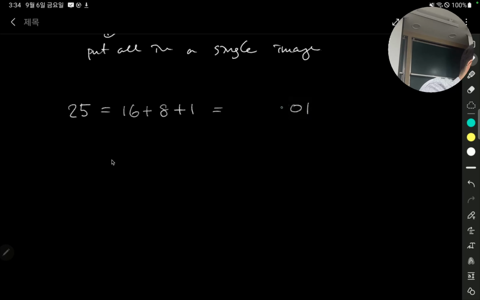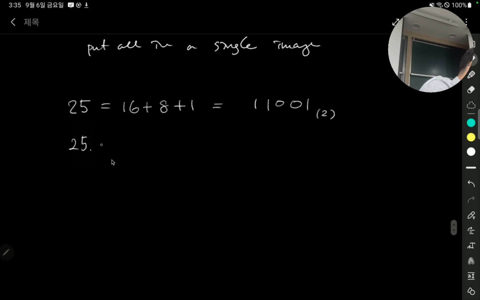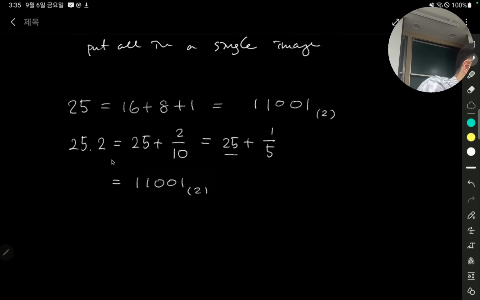So the digits are 1, 1, 0, 0, 1, with place values 1, 2, 4, 8, 16. So this is the binary representation of 25. Now, same thing for decimal points. If you want to represent 25.2, that is 25 plus 2 over 10, which is 25 plus 1 over 5. So you can express 25 as 11001. That's one piece of information about the number. And for the decimal part, you now have to convert it into binary information.